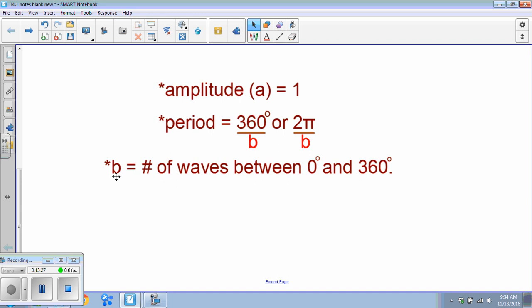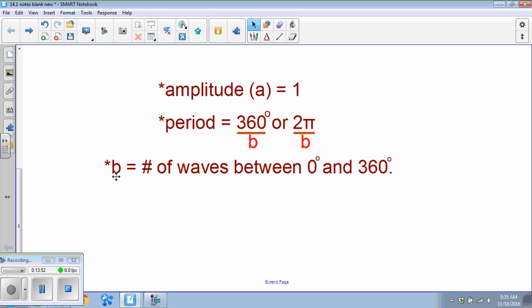So if this is greater than 1, then that represents a compression horizontally. It scrunches it together. So you're going to have more waves, right? So my period is going to be shorter. From beginning to end of 1 wave, it's going to be shorter because you have more of them scrunched up in there.